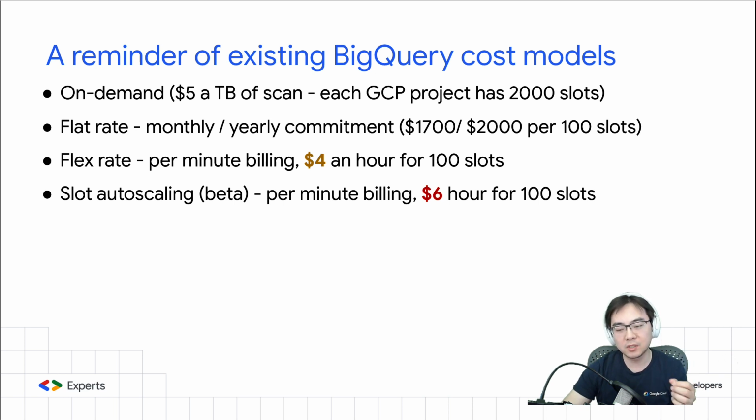Flex rate. So this is something I guess BigQuery introduced maybe 2 years ago. So this uses per minute billing, right? 60 seconds. And it's actually $4 per hour for 100 slots.